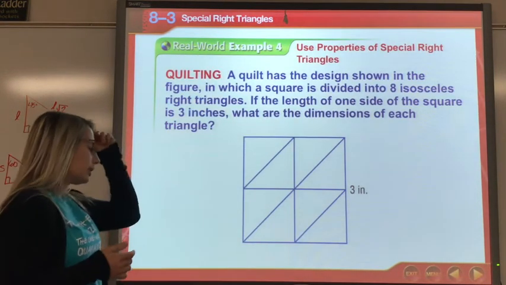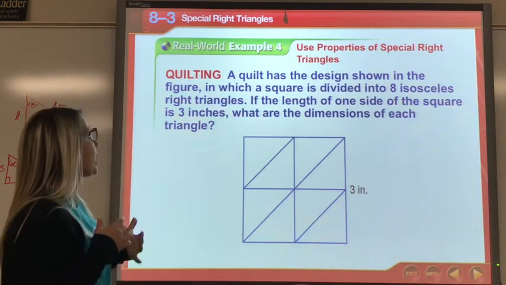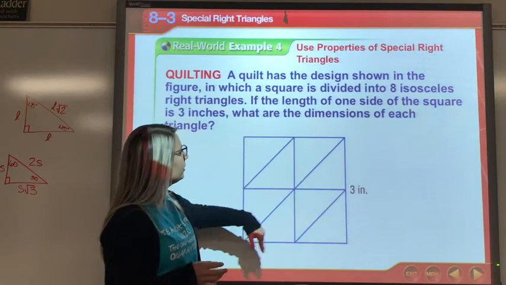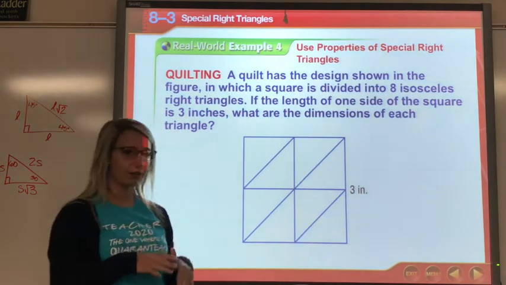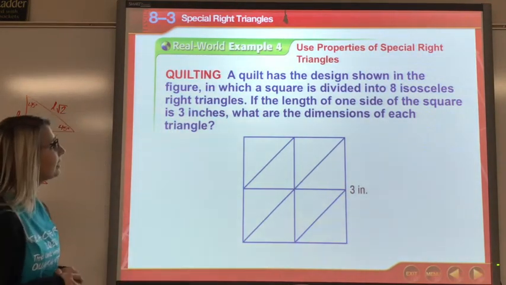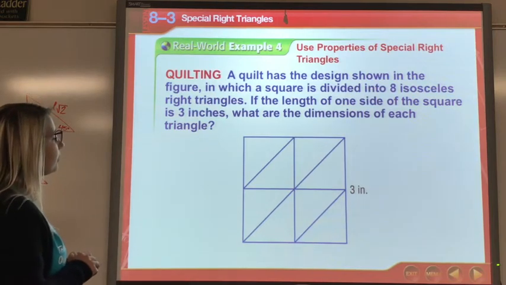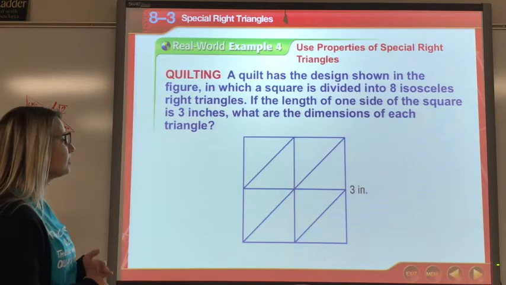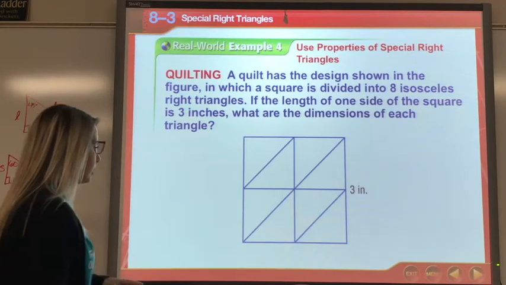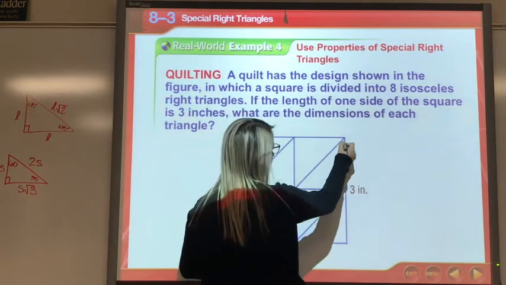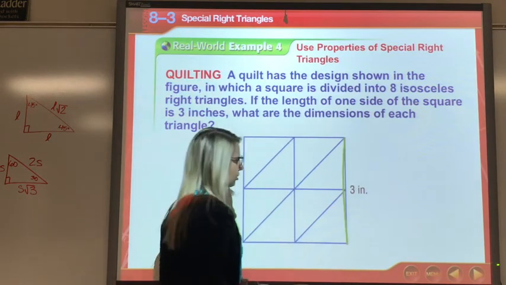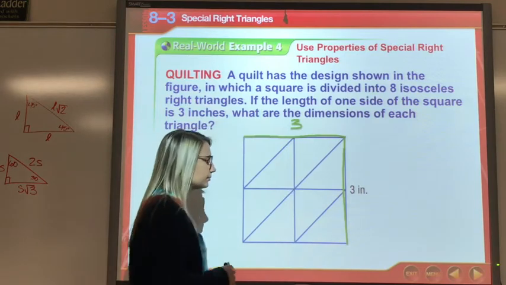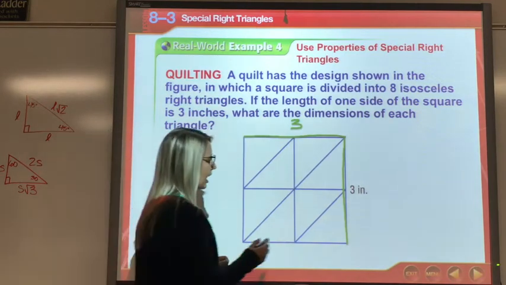Okay, so here's an example. We're talking about quilt patterns. So we have a square that's 3 inches by 3 inches, and it's divided into 8 isosceles triangles. If the length of one side of the square is 3 inches, what are the dimensions of each triangle? Well, if this side of the square is 3, we know that this side of the square will be 3 as well.